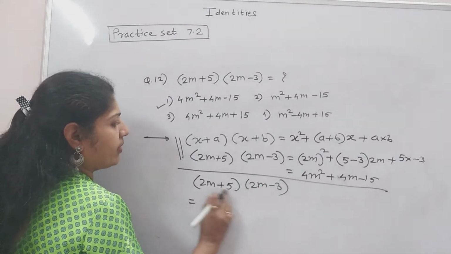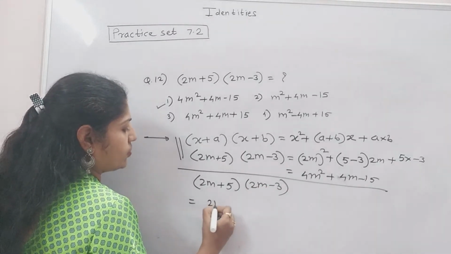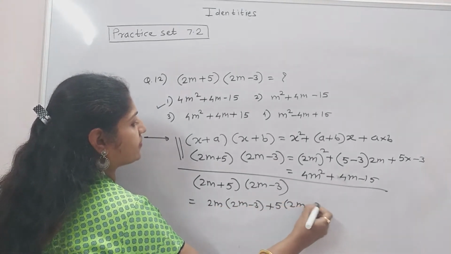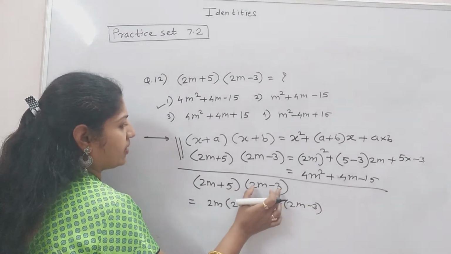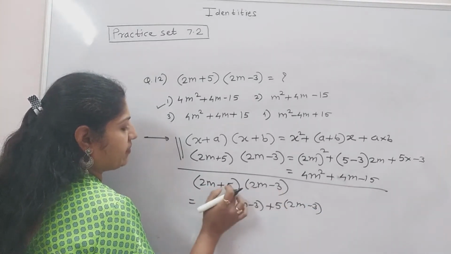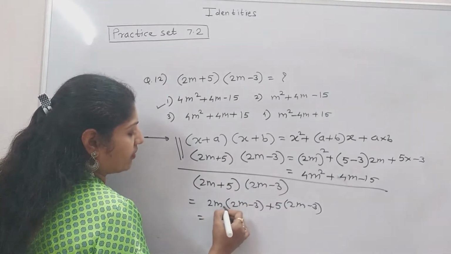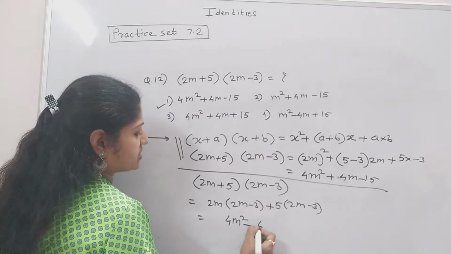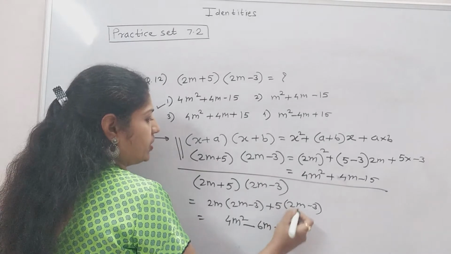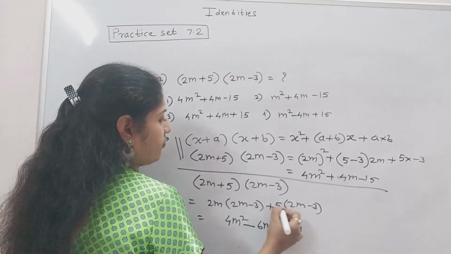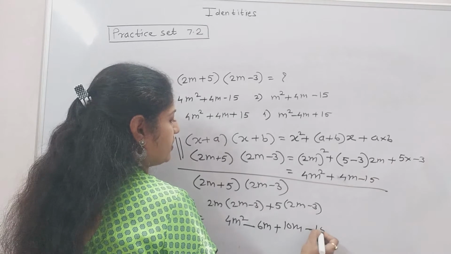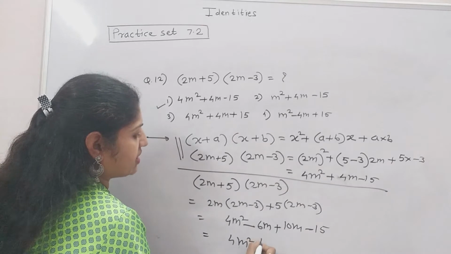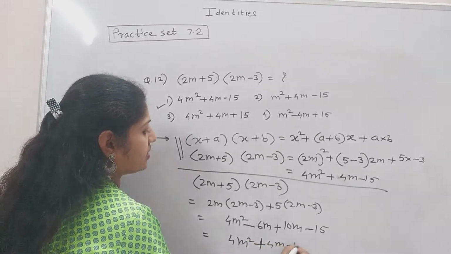Solving the bracket: (2m + 5)(2m − 3) = 2m(2m − 3) + 5(2m − 3). Multiply the first bracket by 2m and by 5. 2 into 2 is 4, m into m is m square, so 4m square; 2m into −3 is −6m; then 5 into 2m is 10m, and 5 into −3 is −15. So 4m square + 10m − 6m + 4m − 15.